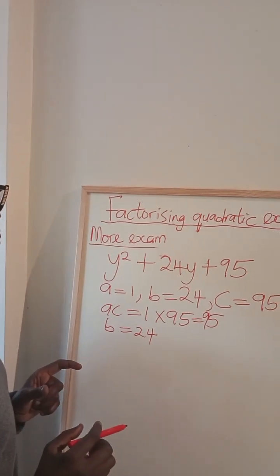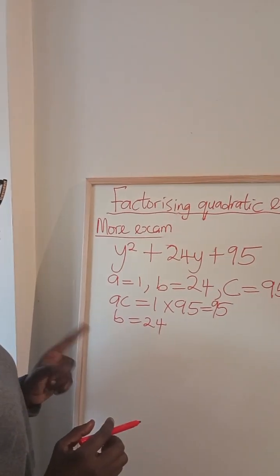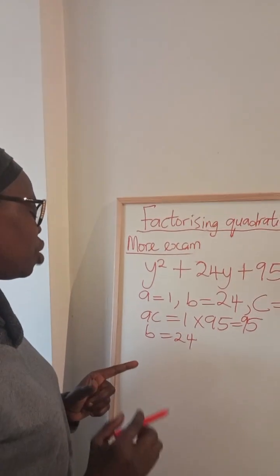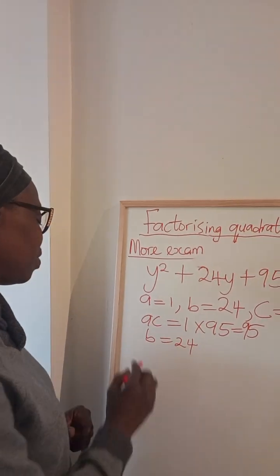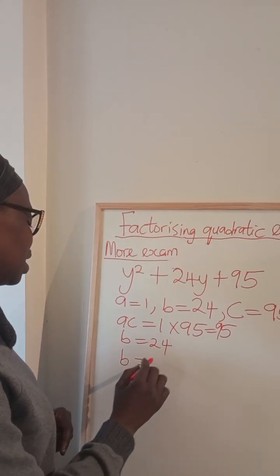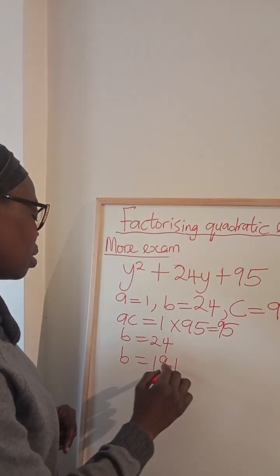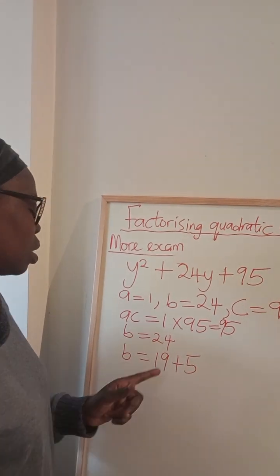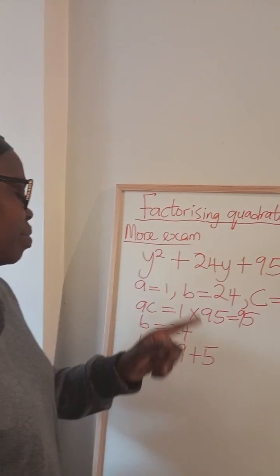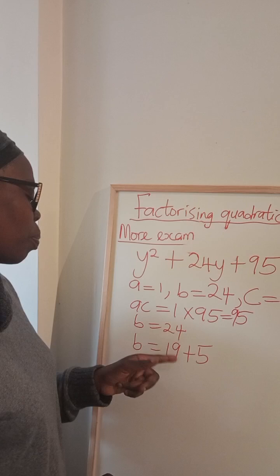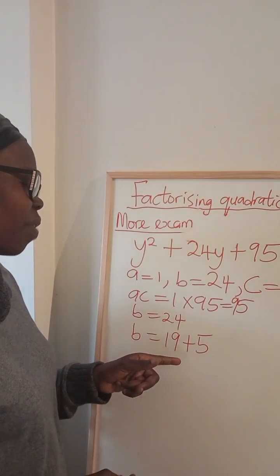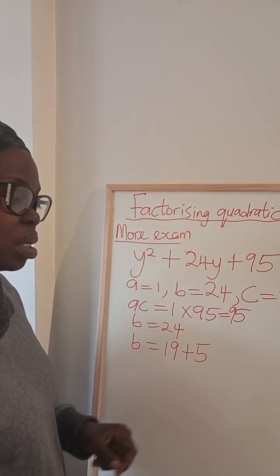The two numbers that will be added or subtracted to have B, and whose product gives 95, are 19 and 5. So 19 plus 5 gives 24, and the product of 19 and 5 gives 95.